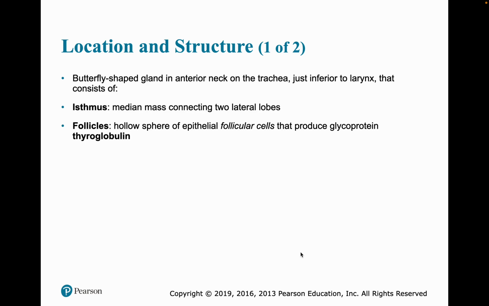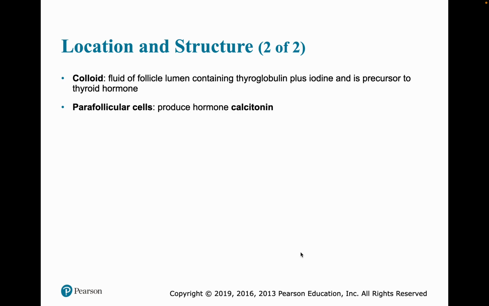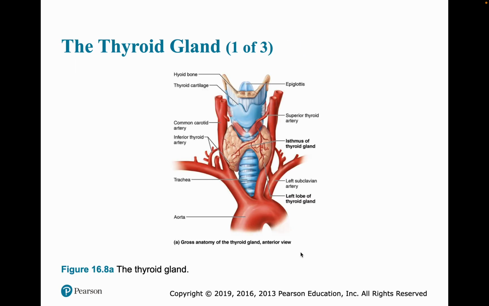within the thyroid there are follicles. Those are hollow spheres of epithelial follicular cells producing a glycoprotein called thyroglobulin. The colloid is the fluid of the follicle lumen, has thyroglobulin plus iodine. It's a precursor to the thyroid hormone. And surrounding those cells are parafollicular cells that are producing the hormone calcitonin.